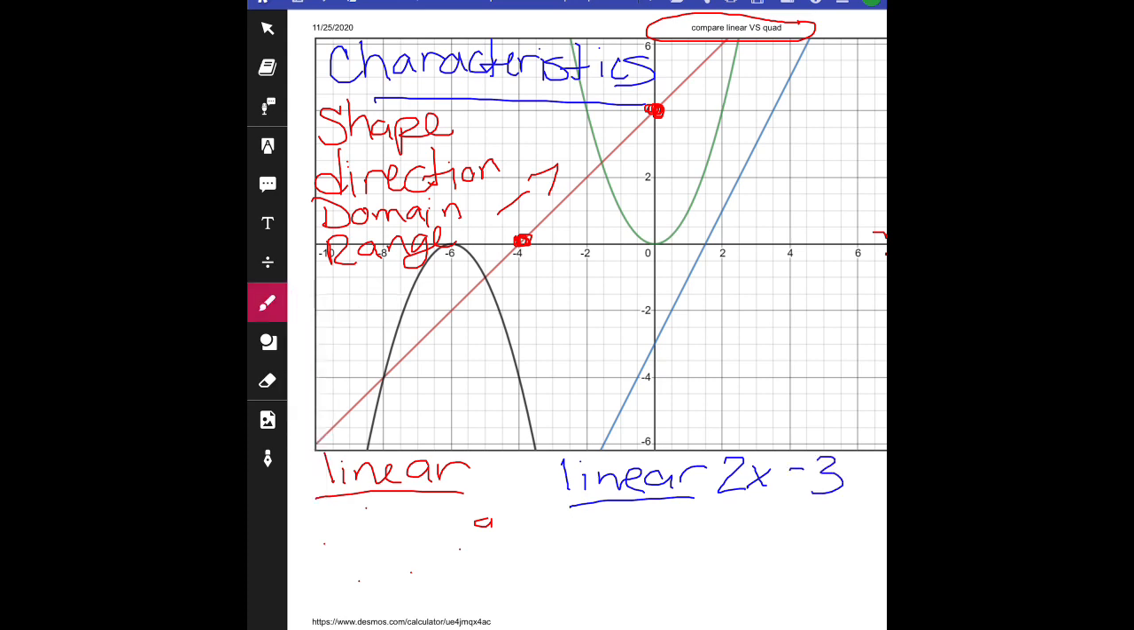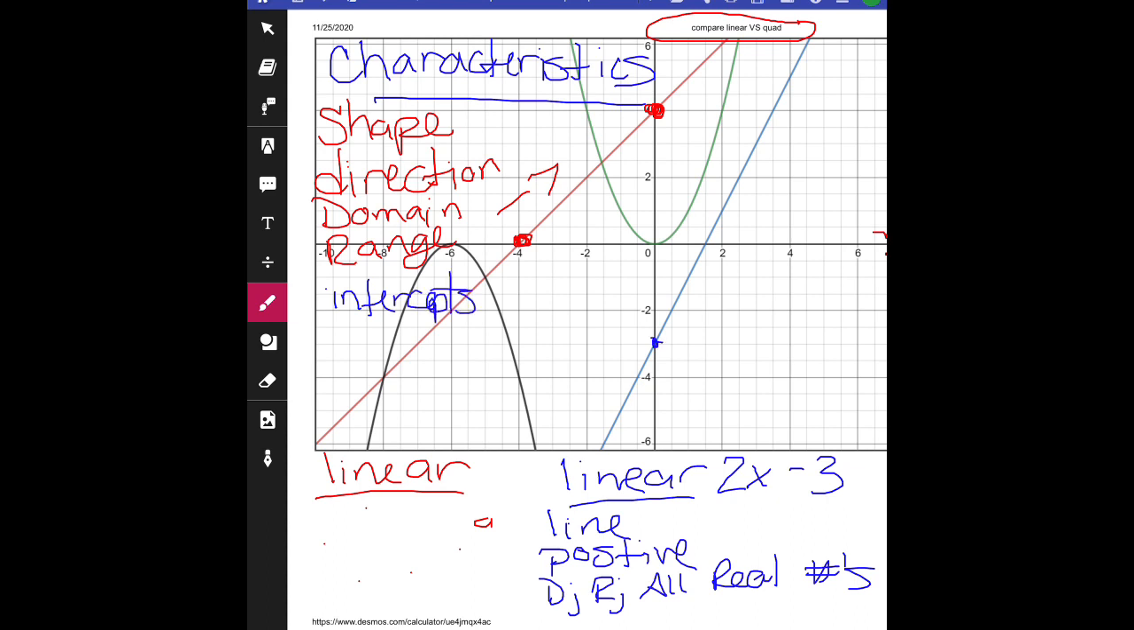Linear function, there's no exponent with the variable. And so the shape of it is a line. The direction, again, it's still positive. The domain and range, again, this is linear. All domain and range for linear are all real numbers. Okay. And then we have the intercepts. Sorry, I didn't write that last time.